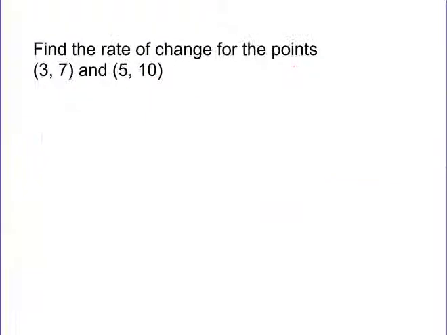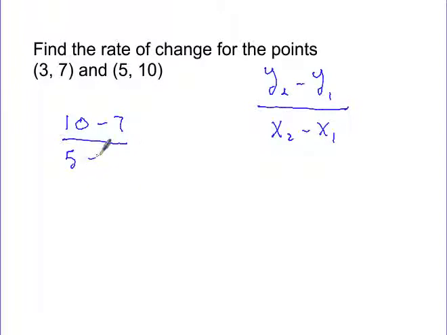Let's look at some more examples. Find the rate of change for the points 3, 7, and 5, 10. Help me set this one up. Somebody raise your hand and tell me what goes on top. Austin? Y2 minus Y1. And what numbers are we going to substitute in for that? 10 minus 7. And then what goes on the bottom part of the formula? Kari? X2 minus X1. And what numbers will we substitute in? 5 minus 3. So 10 minus 7 is 3, and 5 minus 3 is 2.